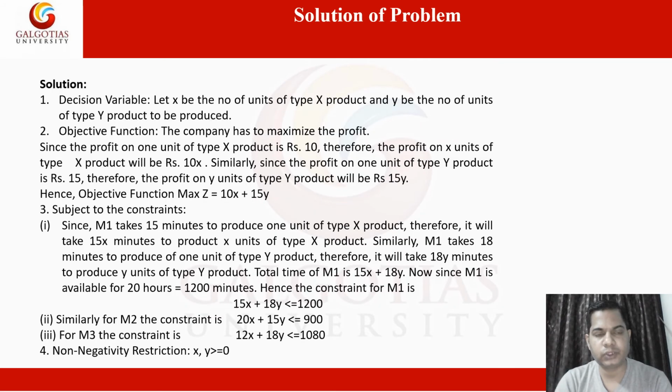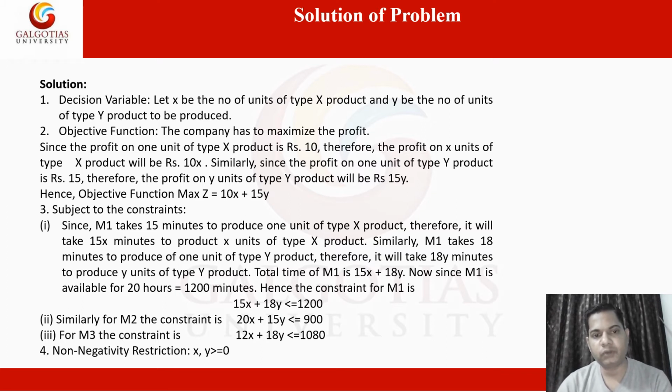Now the solution of the given problem is, first of all we have to identify the decision variables. Since this is a manufacturing problem, we have to identify the number of units to be produced. Let X be the number of units of type X product and Y be the number of units of type Y product to be produced. Now the objective function is, since the company has to maximize the profit, how to define this function?